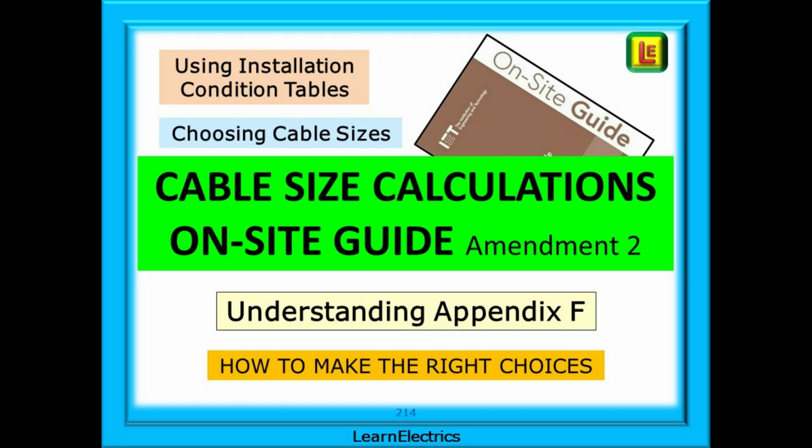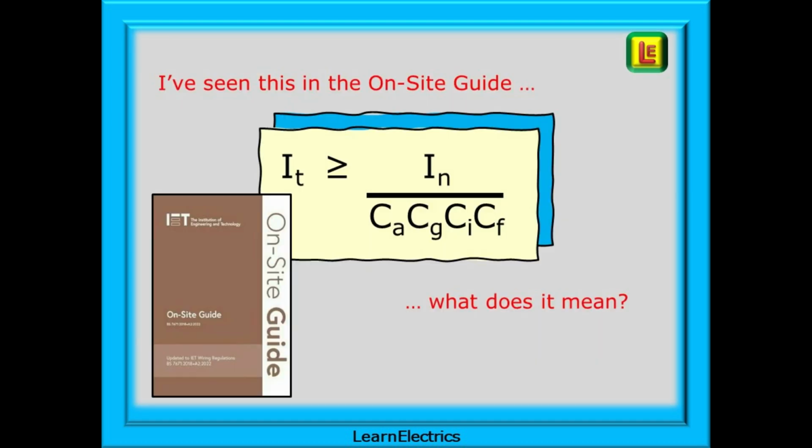The on-site guide is a useful little book packed full of information, but sometimes working out what it's telling us can be difficult, and not just for new starters in the trade. Take this one for example, a frequent question. I've seen this formula in the on-site guide, what does it mean? And it looks complicated. How is that going to help me?